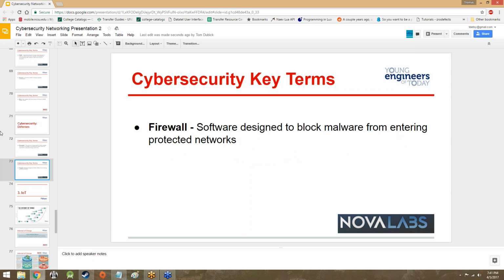And there's firewall. Firewalls are pieces of software designed to block malware from entering protected networks. Basically, it reduces or restricts the number of unknown programs that are entering a network in order to prevent malware from getting on your computer and running whatever routines it has, because it's meant to basically stop things you don't specifically request to download from actually downloading.